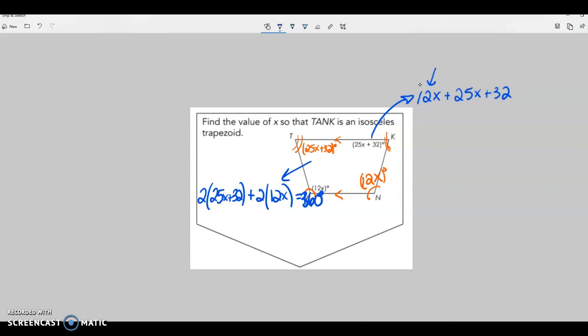So this is angle N and angle K. And then that's going to be supplementary. 12x plus 25x plus 32.